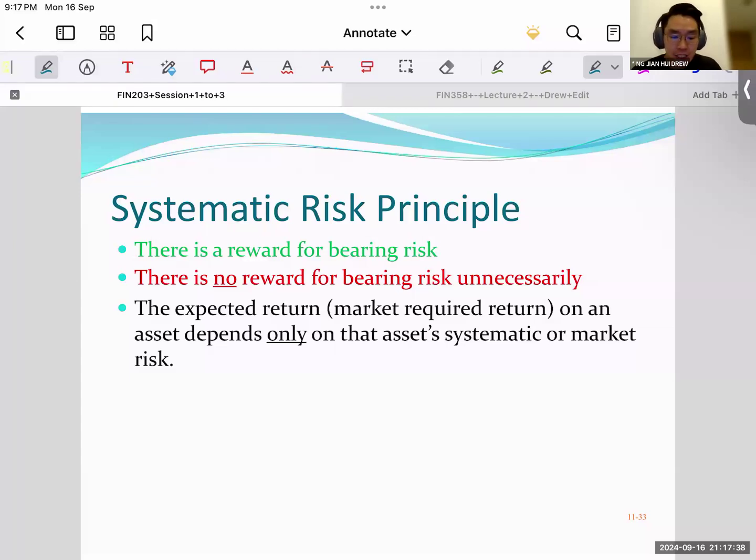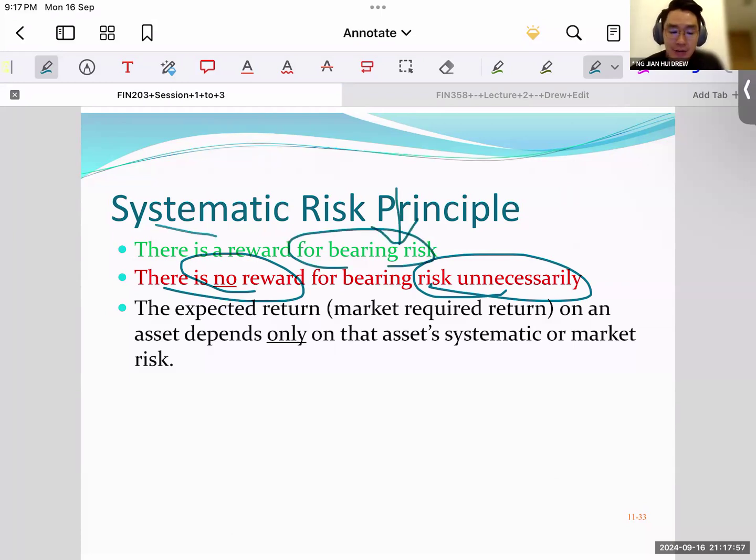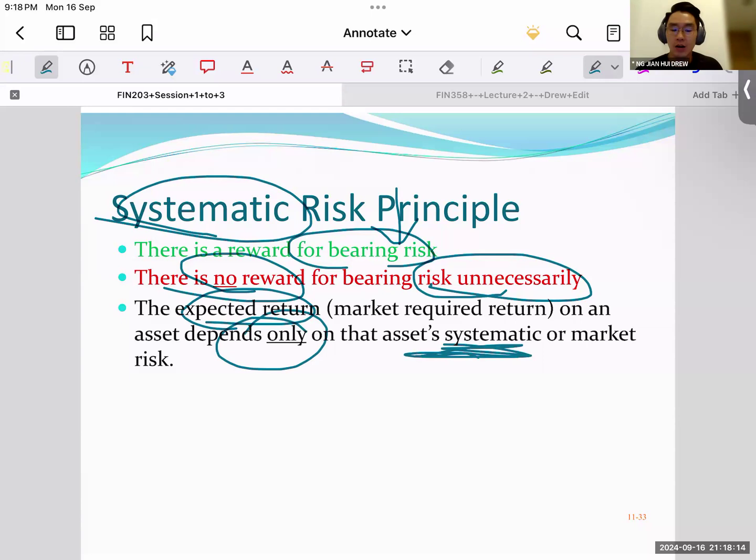In other words, there are actually no rewards if you are bearing unnecessary risk. If you are taking on unsystematic risk by not diversifying your portfolio, you will not be rewarded. You only get rewards by bearing systematic risk. Unsystematic risk is assumed to be diversified away, so the expected return depends only on the systematic risk of the asset. Only. This is very important. Unsystematic risk is fully diversifiable. It should be diversified away.